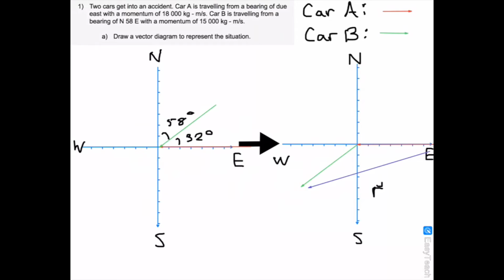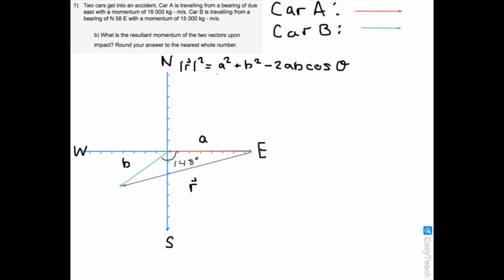I can also determine the angle in between vector A and B because they're co-interior angles, so I know I have 90 degrees, and the other part between the y-axis and the green vector is 58 degrees, and 90 plus 58 is 148. So part B is asking me to solve for the resultant momentum of the vectors upon impact.